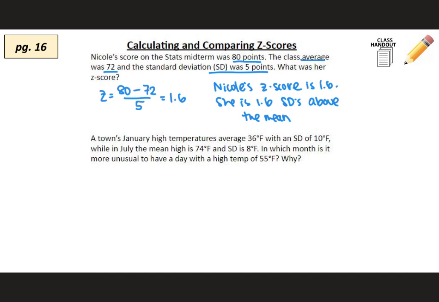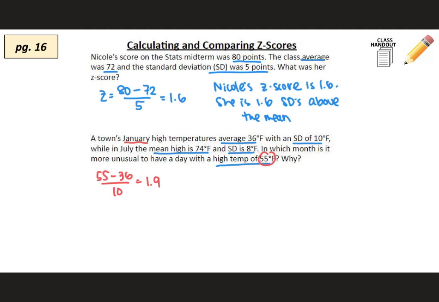All right, looking at the second one, it says the town's January high temperature average was 36 degrees with a standard deviation of 10. While in July, the mean high is 74 degrees with a standard deviation of 8. In which month is it more unusual to have a day with a high temp of 55 degrees? Okay, so let's first calculate the z-score for January. For January, our data point is going to be 55. The average temperature in January is 36, and the standard deviation is 10. So this is a z-score of 1.9.